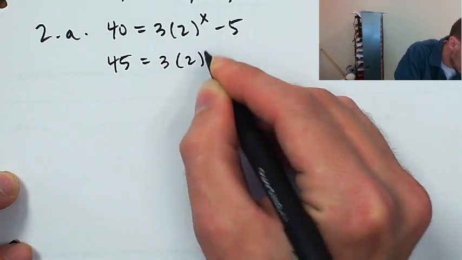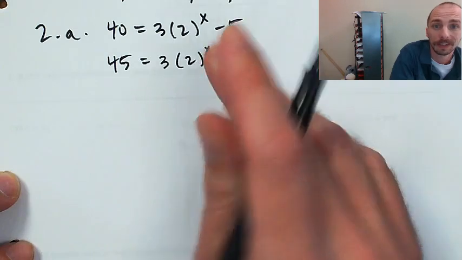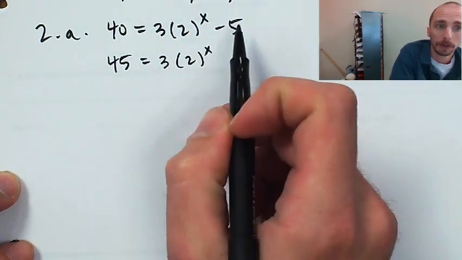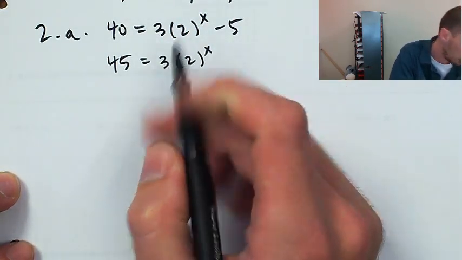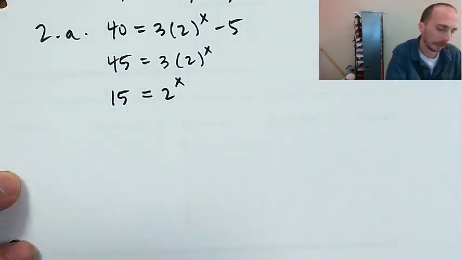45 is 3 times 2 to the x. Okay. I'm trying to access this 2 to the x, get it isolated on its own, so I have to get rid of that 5 and that 3. So I'm going to divide both sides by 3. 45 divided by 3 is 15, and that's 2 to the x.